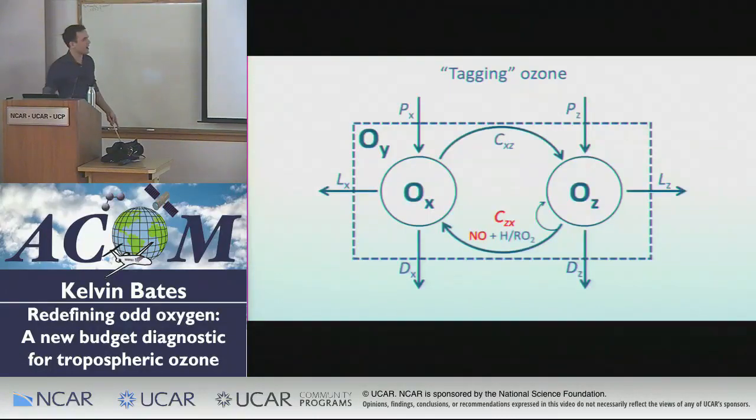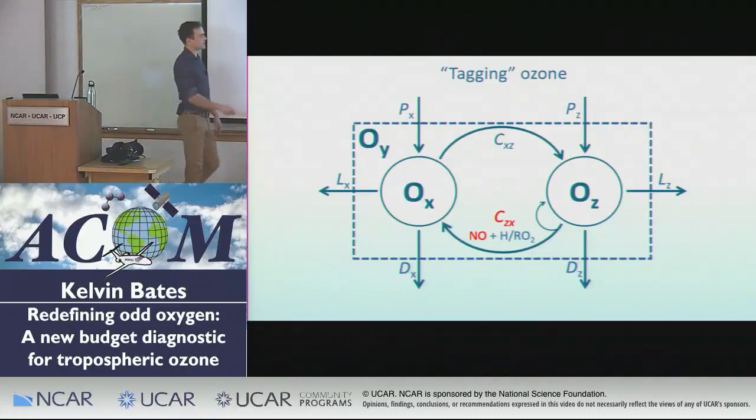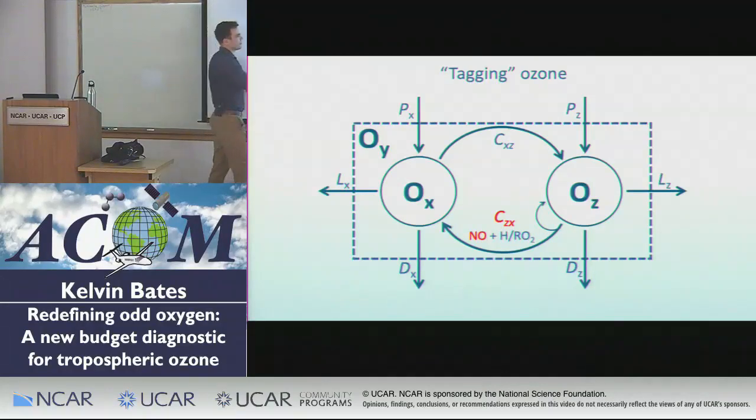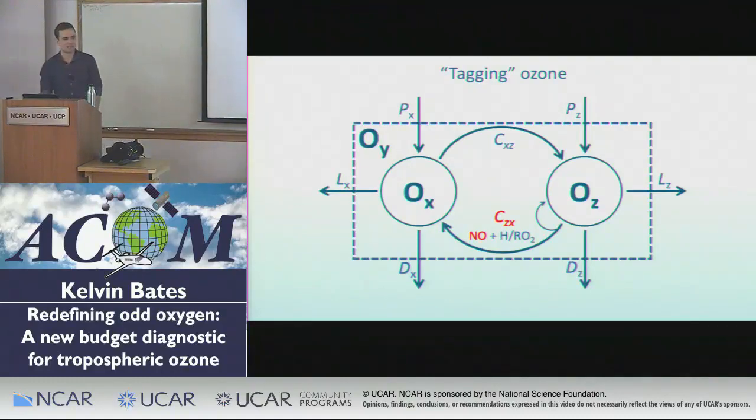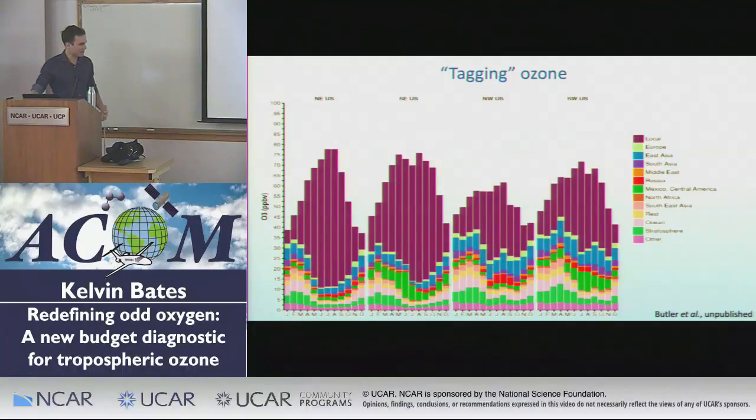And you do that by paying attention to where this reaction right here takes place. So either when this reaction takes place or when the NO is emitted, you tag it. You say this is Chinese NO if it was emitted in China. And then when that reaction happens, you say this is Chinese ozone from that Chinese NO, for example. And then you track that around the world and you see how much of it ends up in Colorado, for example. And you get fun graphs like this.